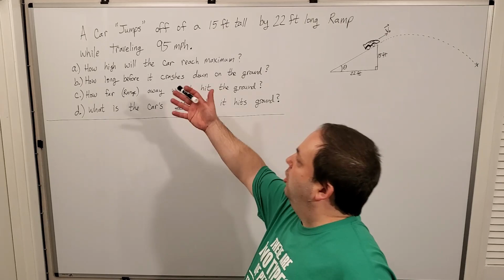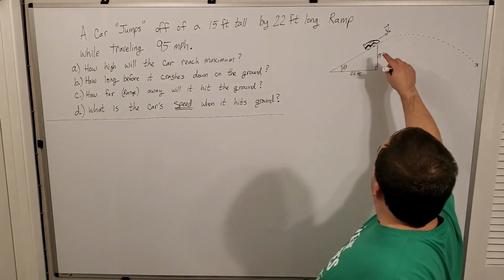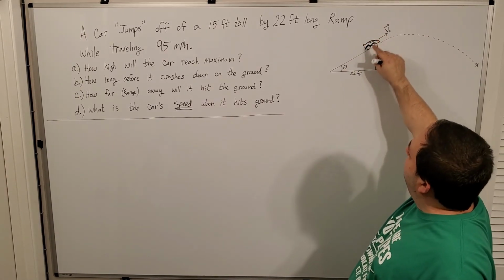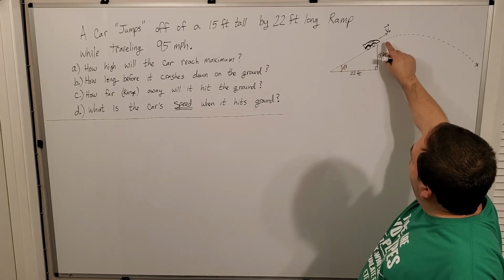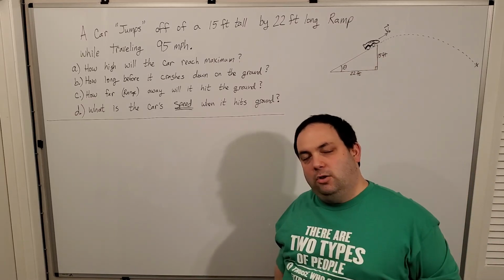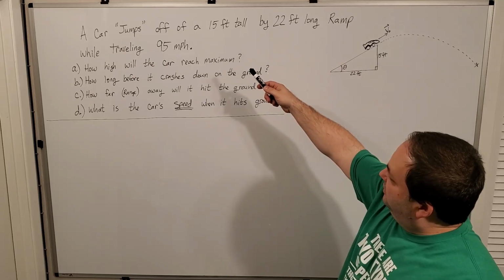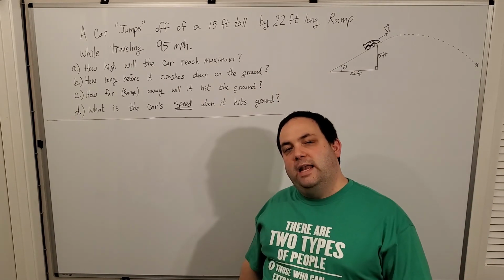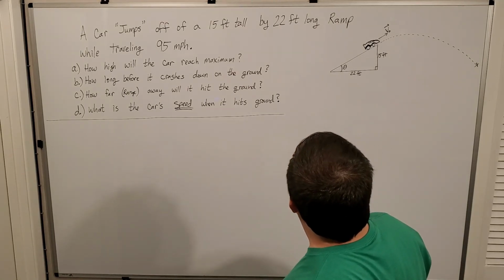Okay, so I have a car jumping off of a ramp. It'll have some initial velocity when it leaves that ramp. I'm saying that the car is moving up a straight ramp, so the directional angle of the ramp will be the same as the directional angle of the initial velocity. It jumps off of this ramp at 95 miles an hour, and therefore we will use that as our initial speed.